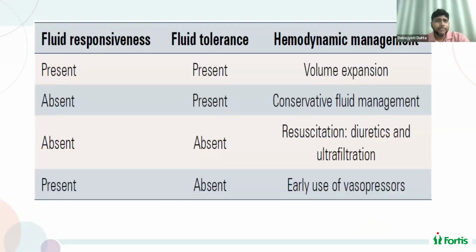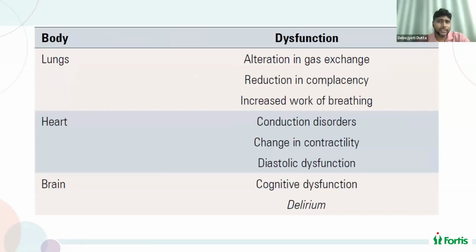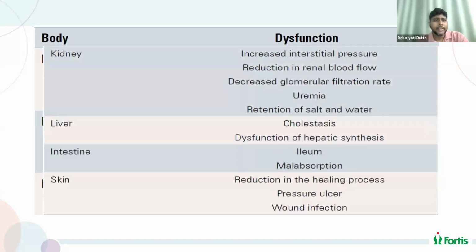So here is a quick review of the relation between fluid responsiveness and tolerance, where we can see that if a patient is fluid responsive and fluid tolerant, we can give fluid liberally. But if they are not fluid tolerant, we need to either use a vasopressor or take out the extra water, as maybe they are an overloaded patient. So these are the effects of fluid congestion. I don't want to go into detail on the various organs mentioned here, and the important ones are the kidney, liver, and intestine.